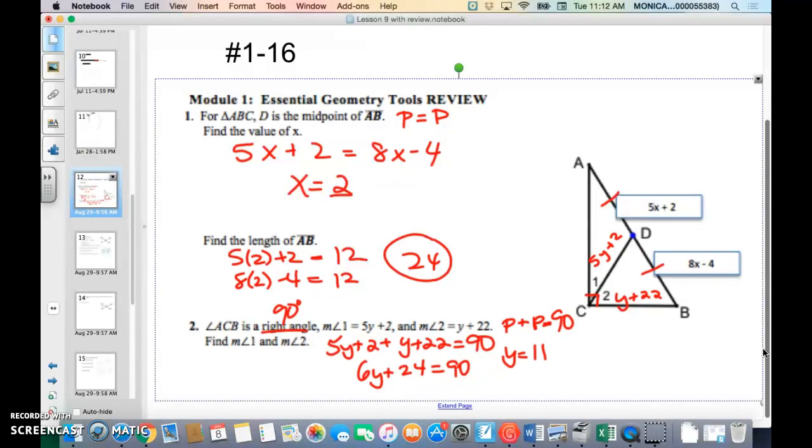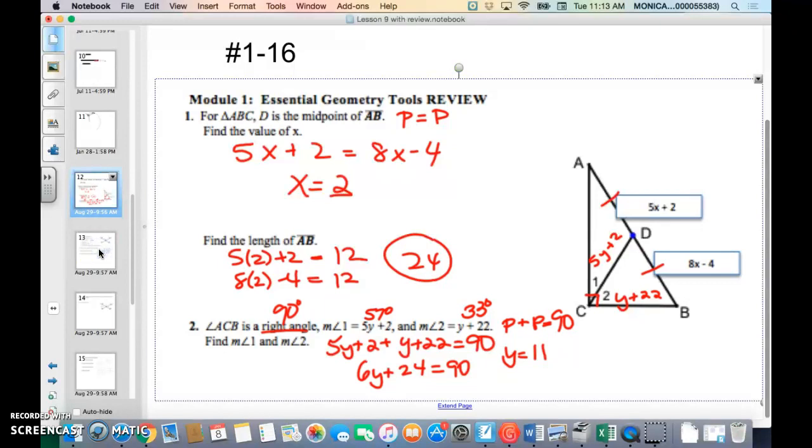So 5 times 11, that's 55, plus 2 is 57 degrees. And 11 plus 22, well, that's 33 degrees. And what you should notice is if you add 57 plus 33, that will also equal 90 degrees.